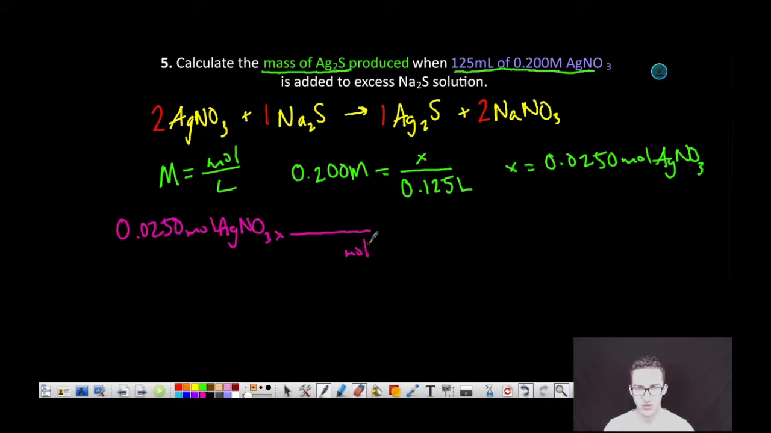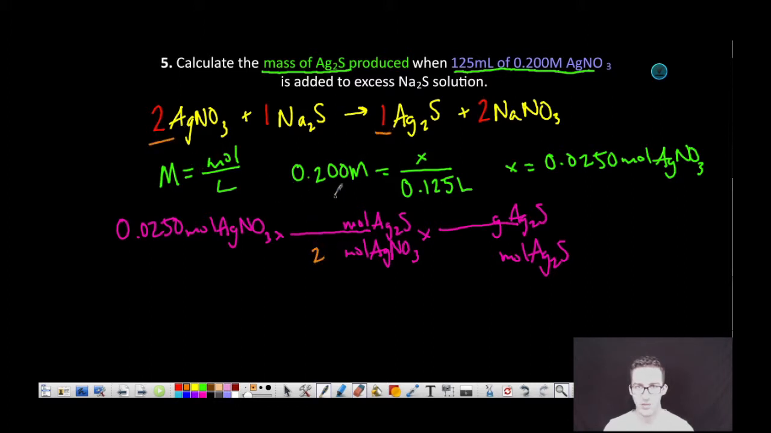From moles of silver nitrate, we can go to moles of silver sulfide. And then from moles of silver sulfide, we can go to grams of silver sulfide. Again, as we think about the relationships here, moles to moles is going to come from the balanced chemical equation. For every 2 moles of silver nitrate, we're going to form 1 mole of silver sulfide. And then the relationship between moles and grams comes from our periodic table.